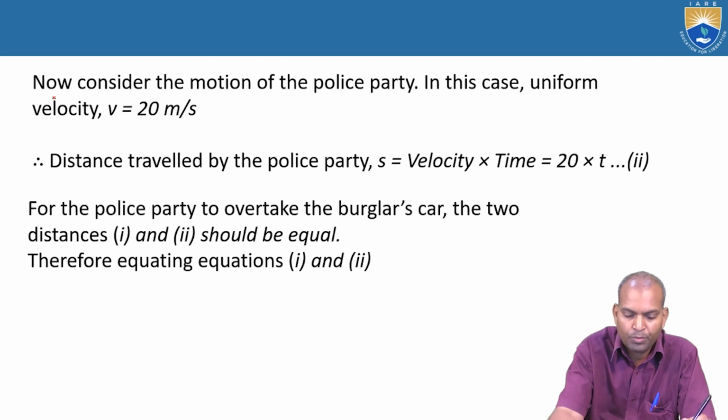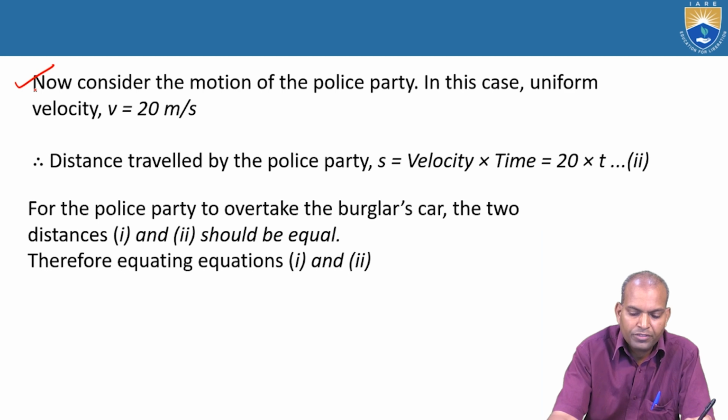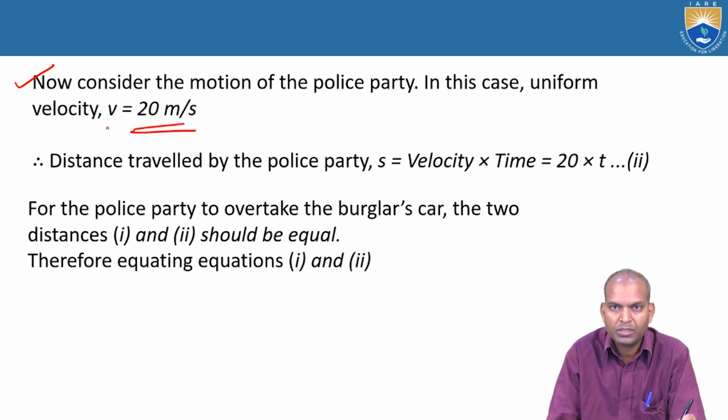Now consider the motion of the police party. Before that we considered the burglar's car. Now for the police vigilant party, the uniform velocity is given here, that is 20 meters per second.